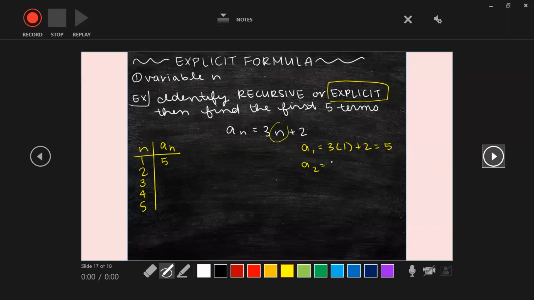A sub 2 is going to be what, Elijah? What do I need to put after this equal sign? Times 2? Plus 2. So we have 6 plus 2, so that'll be 8. What about A sub 3, Haley? You do 3, and then 3 in the parentheses. So 3 times 3 plus 2 equals 11.